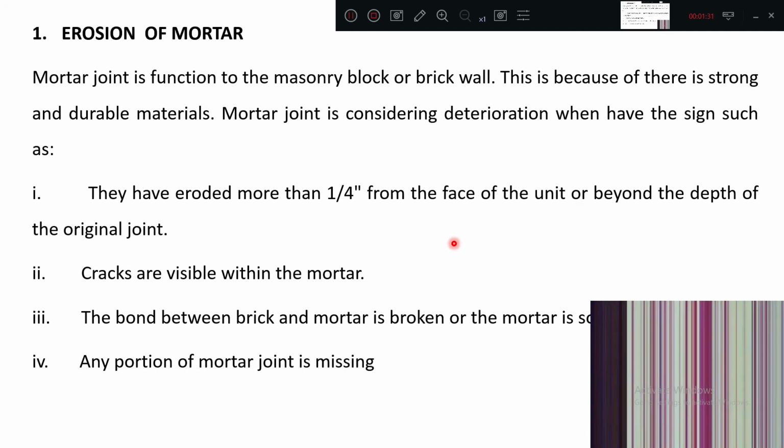Any portion of the mortar joint is missing. Some of it has peeled off from the surface itself.